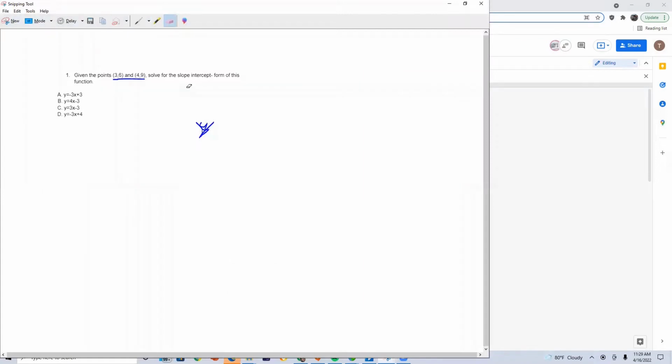Let me just remove this stuff right here. Okay, educator 2, take it away. Read the question. Given the points 3, 6, and 4, 9, solve for the slope-intercept form of this function. So we're going to be doing part of the question with ourselves. The equation to find the slope from coordinate points is y2 minus y1 over x2 minus x1.